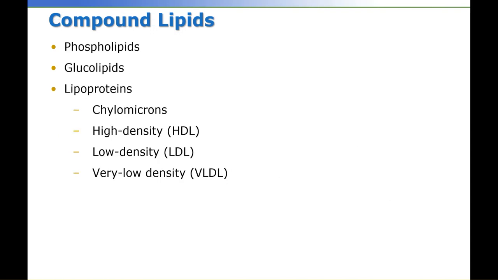Compound lipids: phospholipids, glucolipids, lipoproteins, chylomicrons, high density HDLs, low density LDLs, very low density VLDLs. What does all that mean? Well, the liver and small intestine produce high density lipoproteins. These have the greatest percentage of protein, lowest total lipid and cholesterol content. The very low density contain the greatest percentage of lipids.